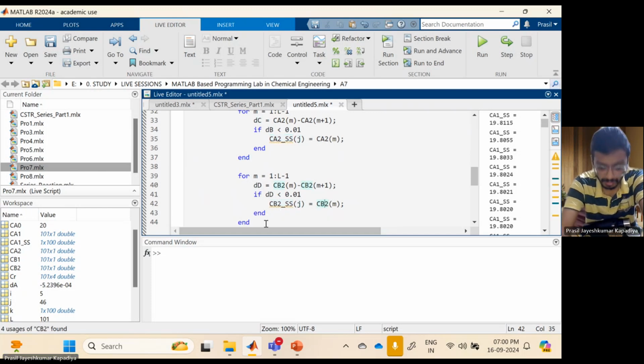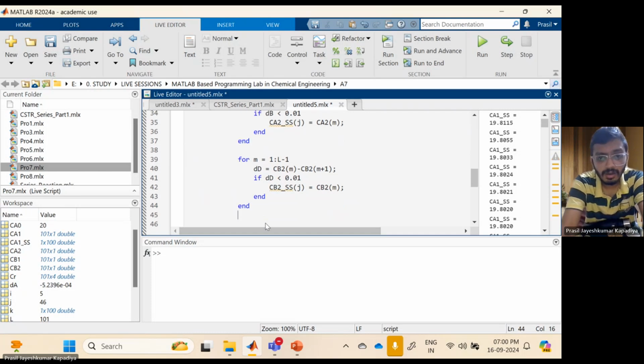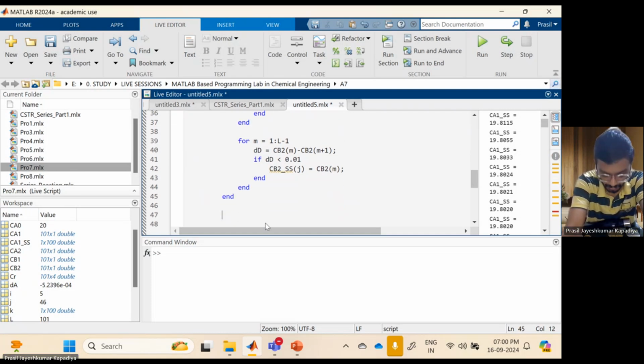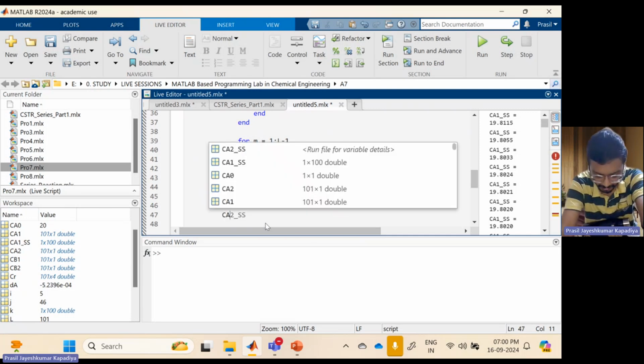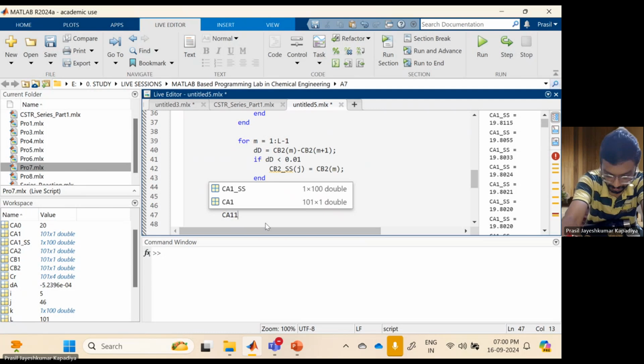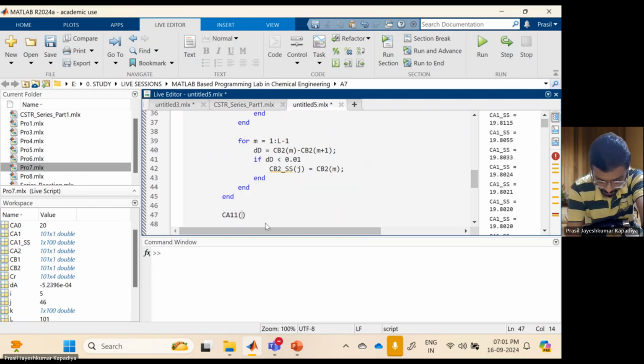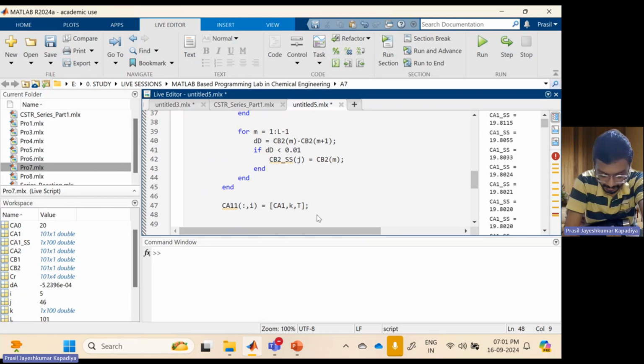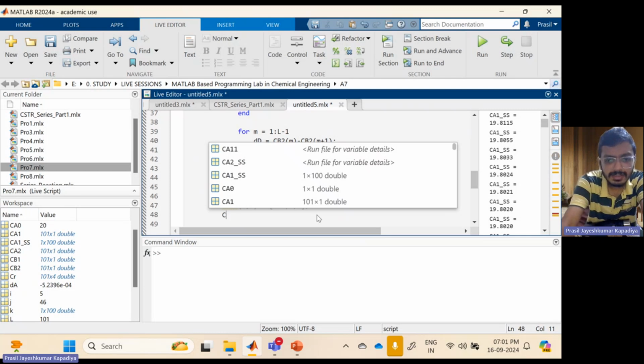Correct? Let's put one more end here. Okay. Let's write it down as equal to, it is CA1, comma, K, comma, T. Similarly, I'm saving my variables. I'm not doing anything else. CA, CB11.